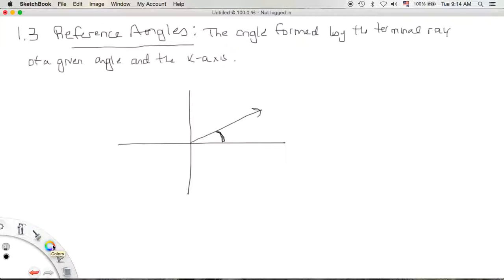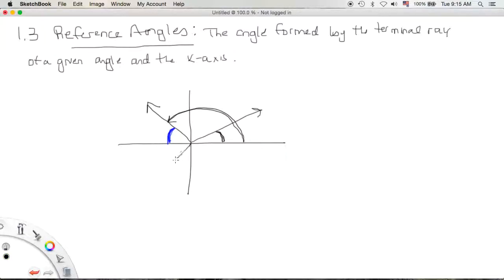But if we have an angle, let's say it's over here, then we would normally name that angle in its standard position with this measurement here. But a reference angle would drop you straight down to the x-axis. So this would be the reference angle for that angle.